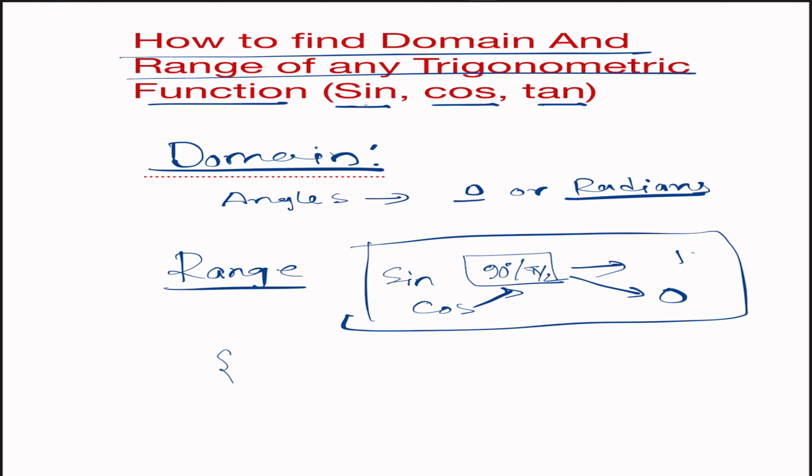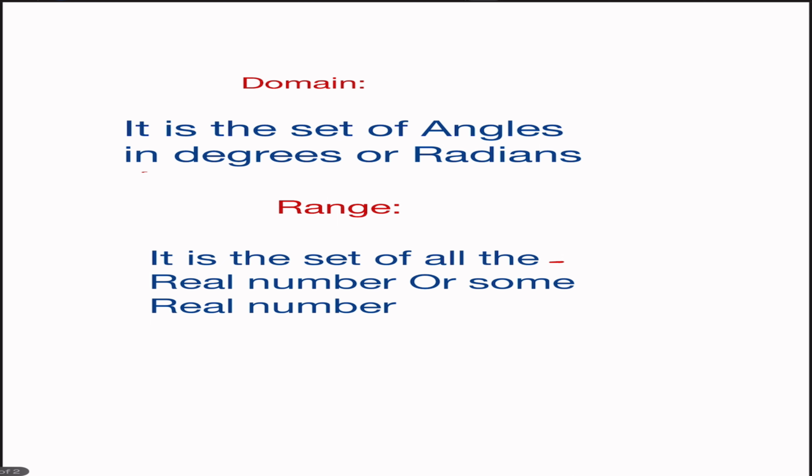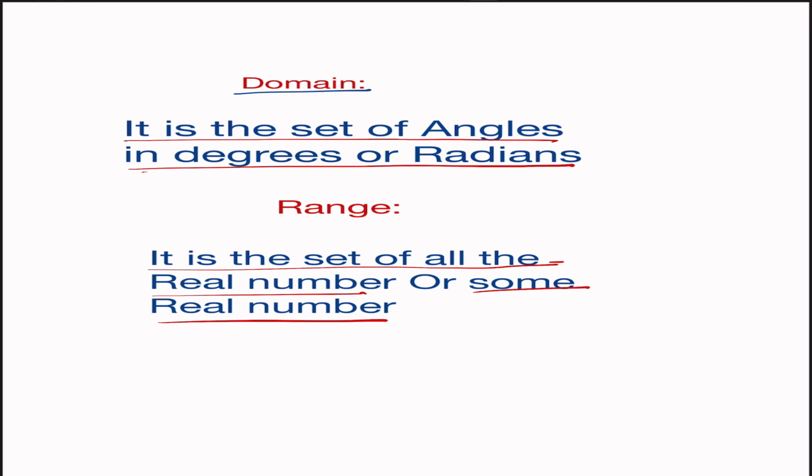Here I wrote it down so that you have a clear view of it. The domain is the set of angles in degrees or radians, and the range is the set of all real numbers, or in some cases some of the real numbers.